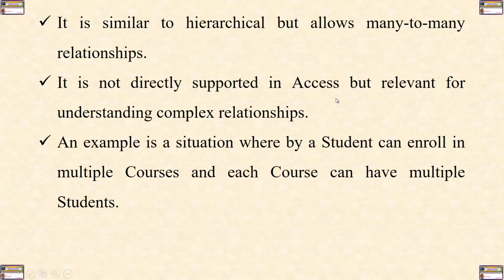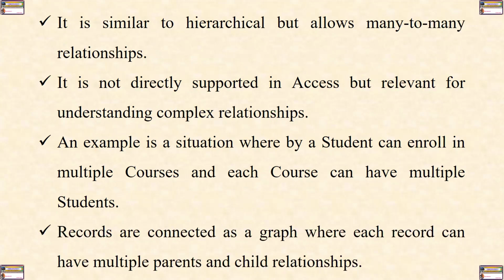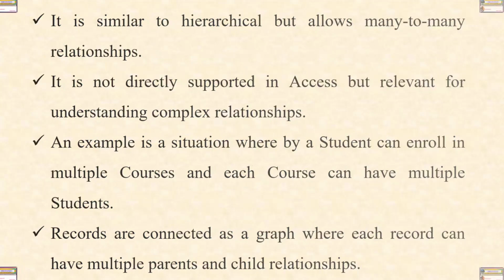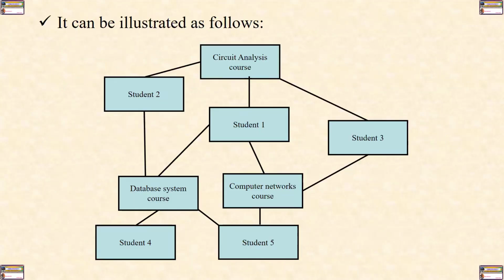An example is a situation whereby a student can enroll in multiple courses, and each course can have multiple students, in addition to the explanation that I've given. Records are connected as a graph, where each record can have multiple parent and child relationships. So it can look like this. Here, I'm illustrating some courses: circuit analysis course, computer networks course, database system course.